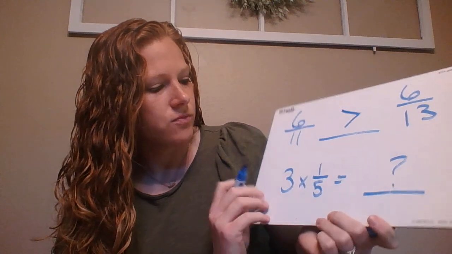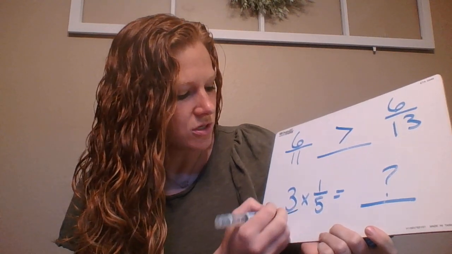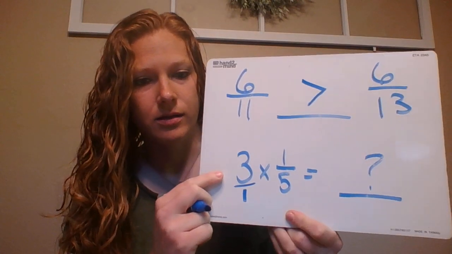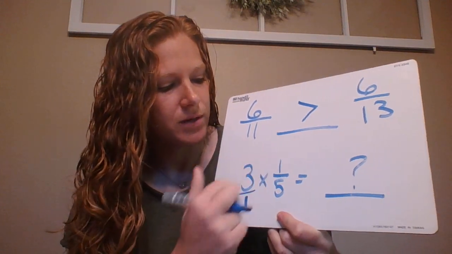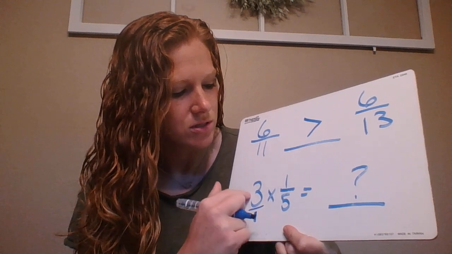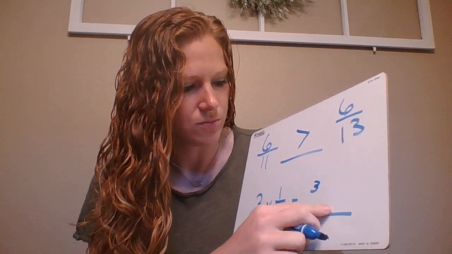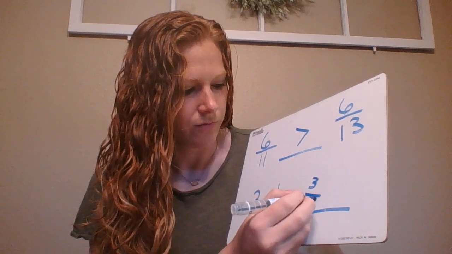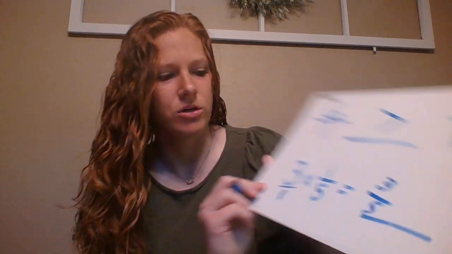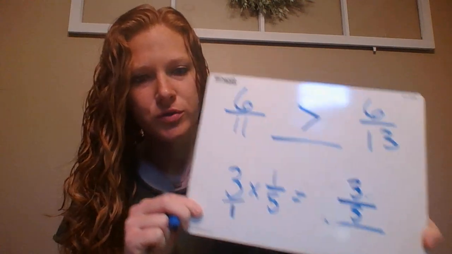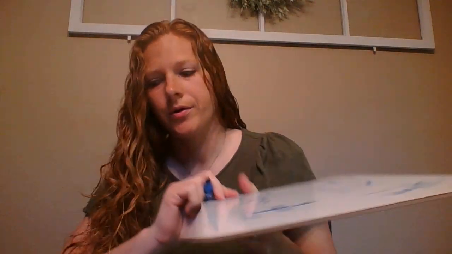And our last one was 3 times 1/5. You should have put a 1 under the 3 to make it 3/1. Then you multiply the two top numbers and the two bottom numbers, so this would be 3 over 5. So 3/5 should have been your answer. Sorry, that's kind of sloppy since I'm writing sideways. So those should have been your two answers from yesterday's extra work.